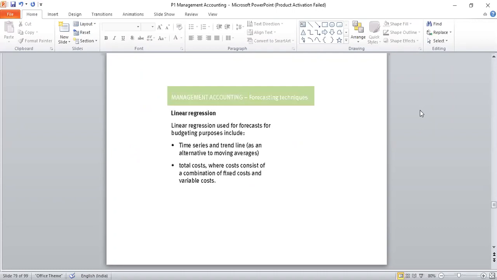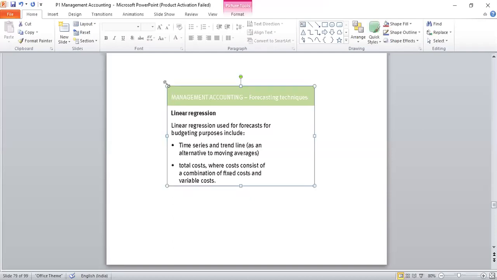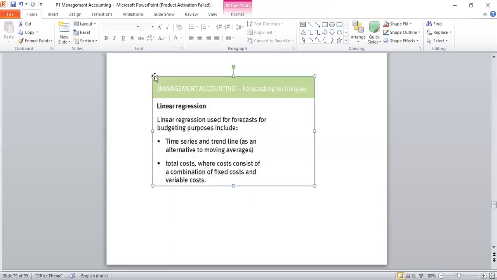Because this question is including both of them, therefore I will give you the explanation about both of them. The next technique is about linear regression. What is linear regression? Linear regression is used for forecasting for budgeting purposes. It includes the time series and trend line as an alternative to moving averages.